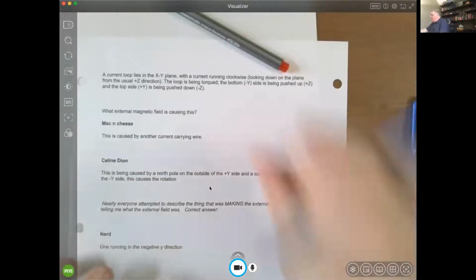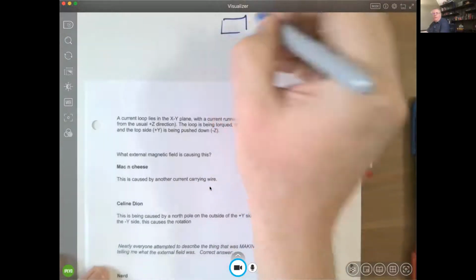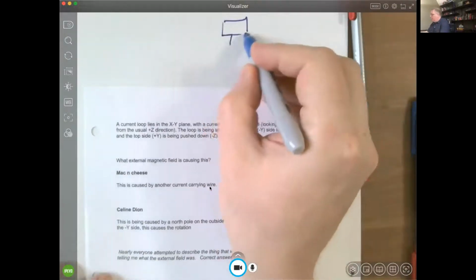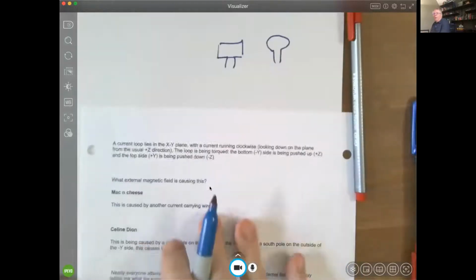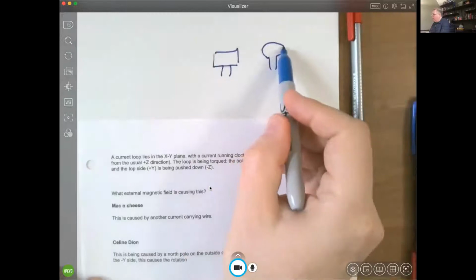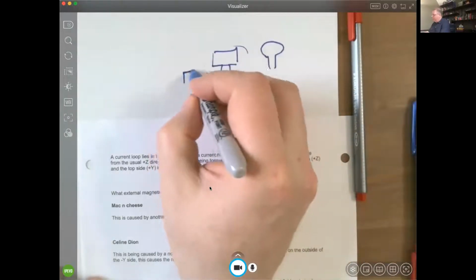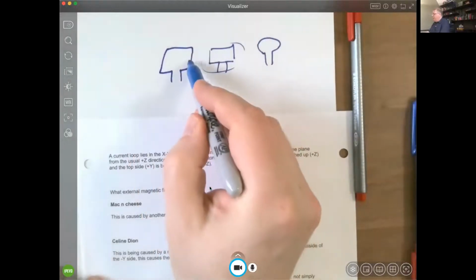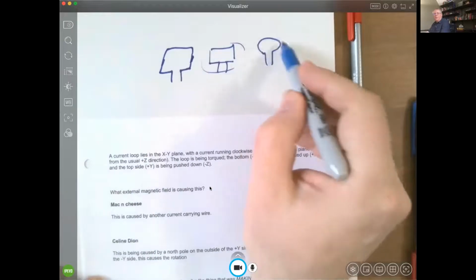And of course, one thing that may or may not be obvious to you is that a loop like this, or a loop like this, and a loop like this are going to act more or less the same way, even though these are all at different angles. This one's kind of easier to think about because you can think about the torque on this section of wire and the torque on this section of wire, but of course the same thing happens here.